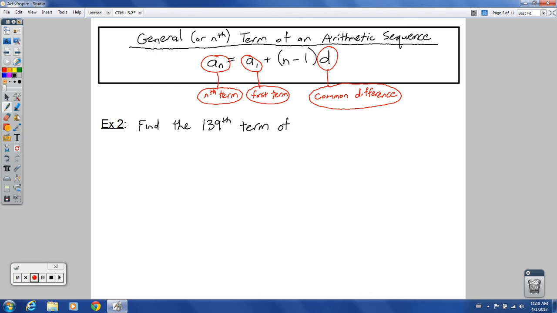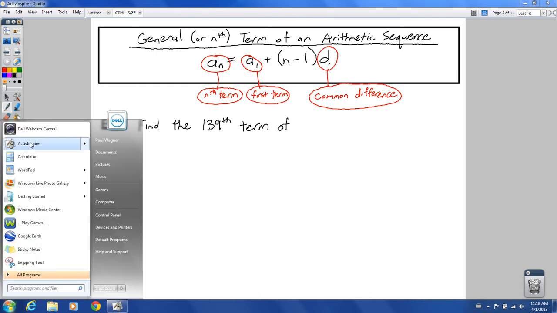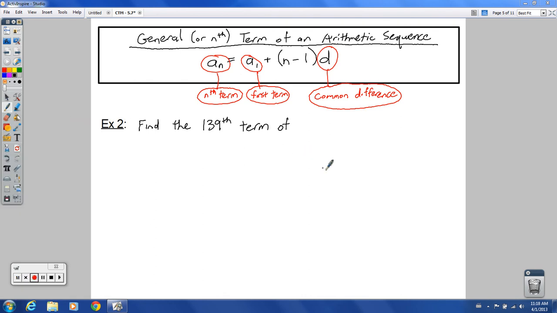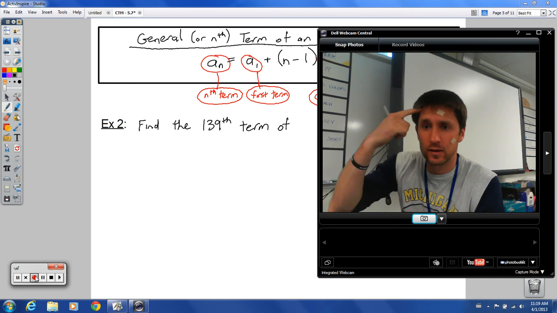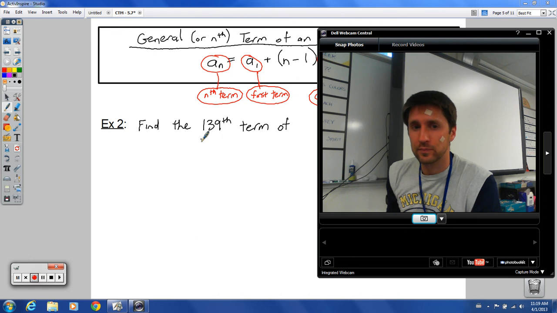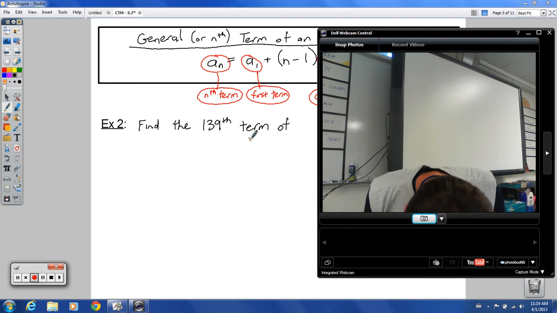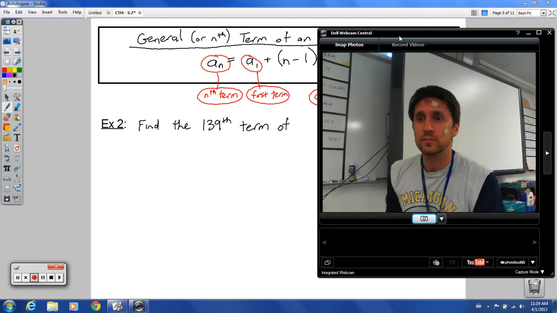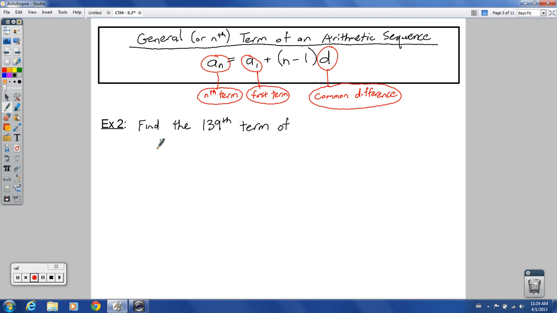You might end up looking like me after you do that. You see this? This is what happens when you try to find the 139th term without this equation. You just keep adding the same thing 139 times, and you start going like this because you're so frustrated. Yeah, don't want that to happen to you. So I'm just trying to think of your good in all of this.